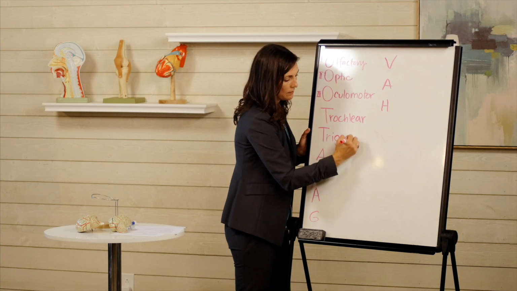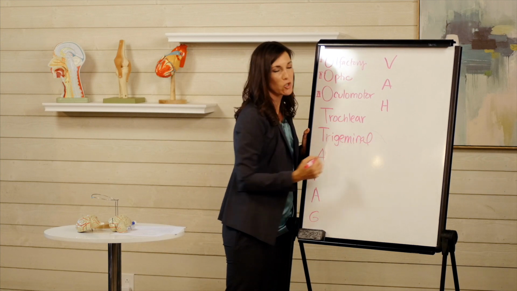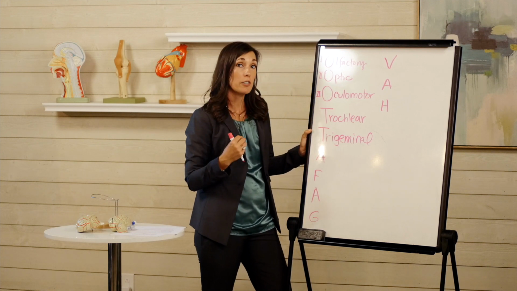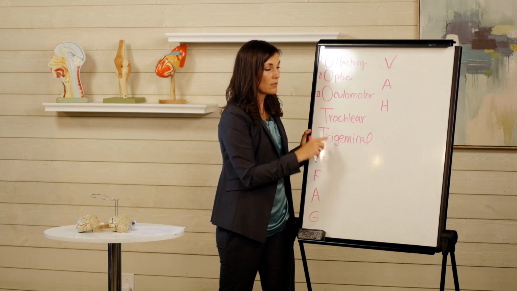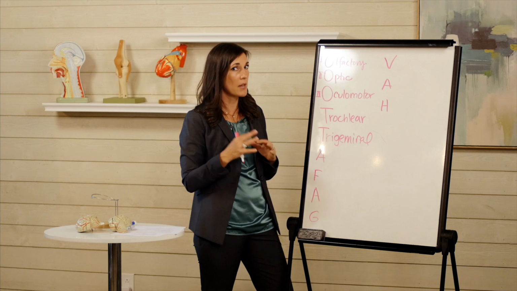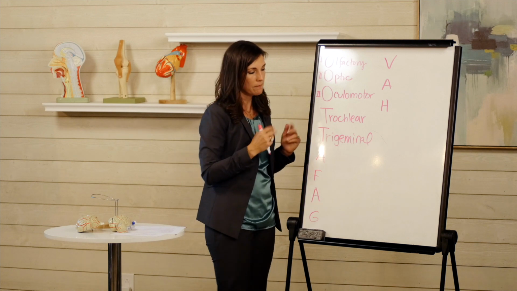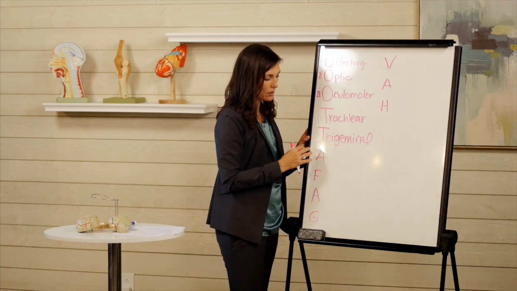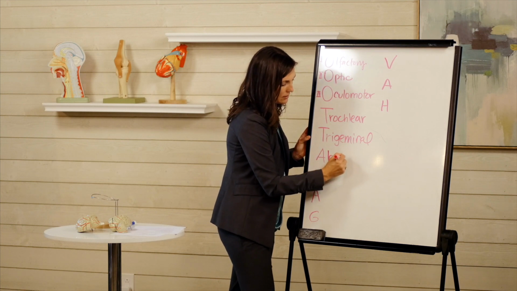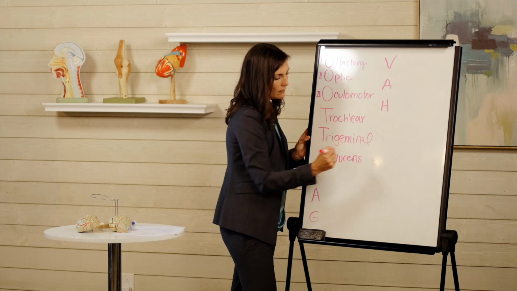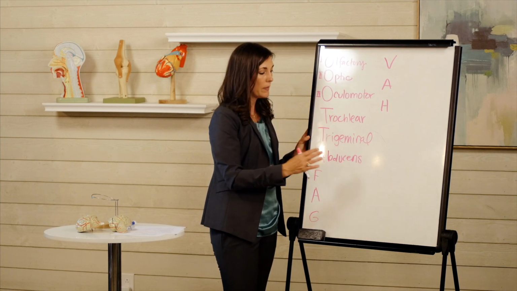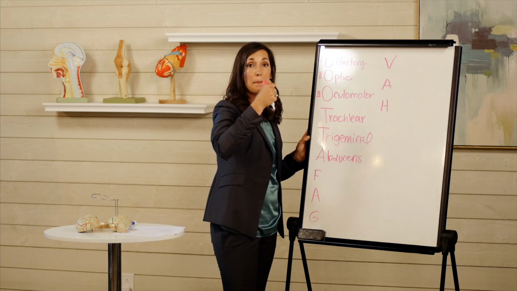Trigeminal. How many branches do you think the trigeminal nerve might have? 3. So it's a 3-branched nerve, and it deals with muscles that help with chewing. It does multiple things. It's mixed, motor and sensory. That'll kind of help you start thinking through that. Then we have abducens nerve. Abducens, remember A, B, D, abduction, take away from. Abducens nerve helps with abducting the eye.